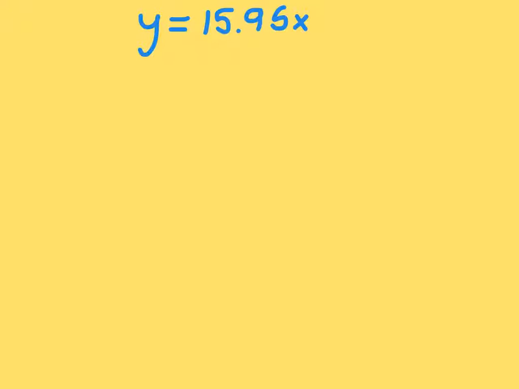Okay, so here is number 1. It says the function y equals 15.95x represents the cost y in dollars of x tickets for the museum. So what we know is that y is going to stand for the cost, the money that it takes to get into the museum, and that x represents the tickets that we buy.